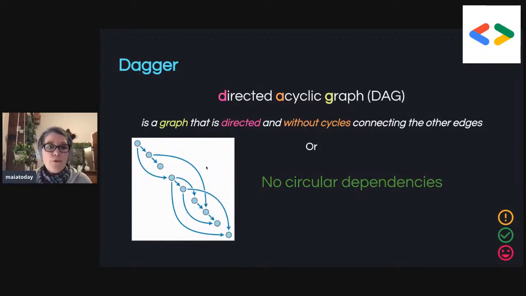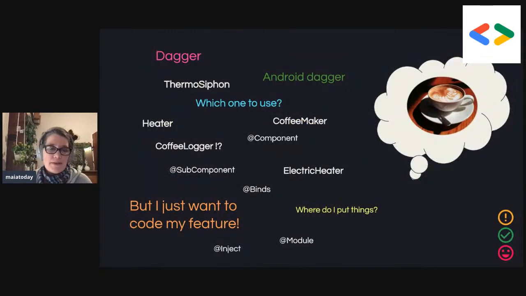So then if you continue to search Dagger and you're thinking about building Dagger, then this happens. The first time you start looking at Dagger, you'll see Dagger and you'll see Android Dagger. And then you'll start seeing examples with thermosiphons and coffee makers. And then you're wondering which one to use. And there are all sorts of annotations. And at that point, I usually go, I just want to actually build my feature. And of course, with all these coffee maker things, I start thinking about coffee.